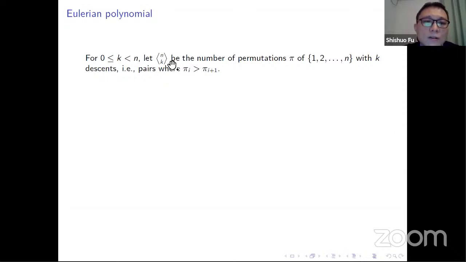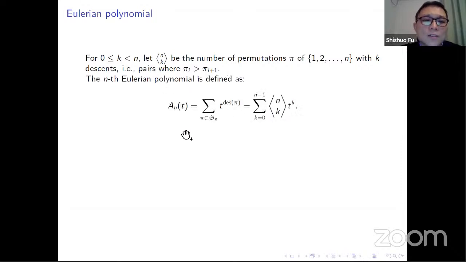So these are the so-called Eulerian numbers, but don't confuse these numbers with another famous number called the Euler number, which is the tangent and secant number. Okay, so this is the Eulerian number. If you consider the Eulerian polynomial, that's simply the generating function for these Eulerian numbers. We usually denote it as A sub n of t.